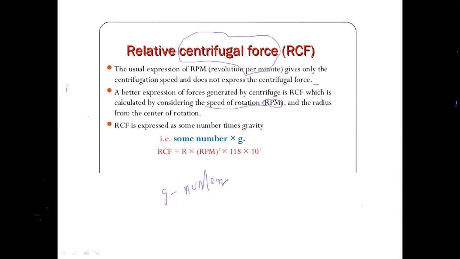So how do you calculate the G number? If you know the RPM and want to calculate centrifugal force, this is the formula. RCF is equal to 1.118 into 10 power minus 7, times R, times RPM squared, where R is the radius from the center of the axis. Based on this, we can calculate the relative centrifugal force.